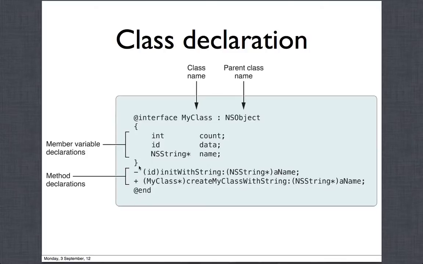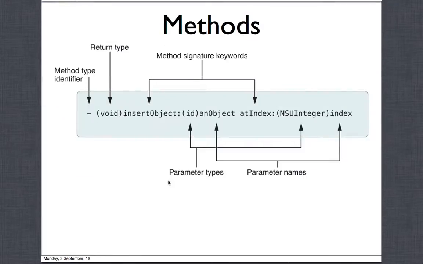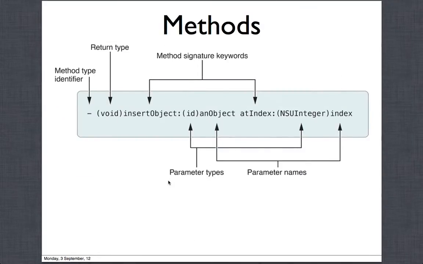And here we have method declarations. We have actually methods that are used in this class. So I'm not going to talk about them right now because I have another slide for them. So this is how you declare a method. And these are the parts we have. The first is the method type identifier. It could be a minus or a plus.